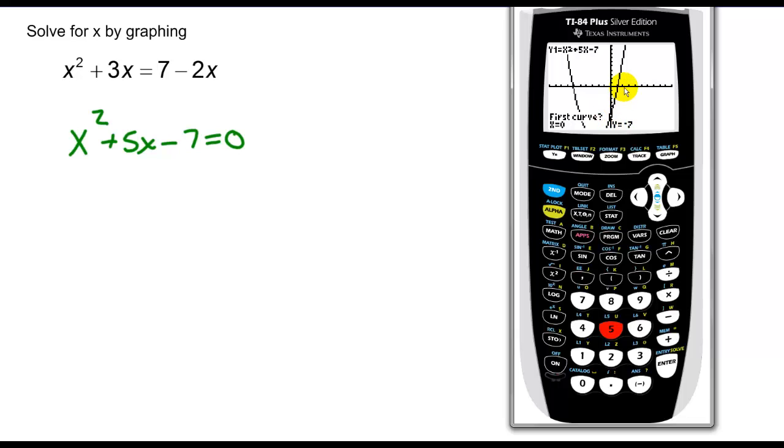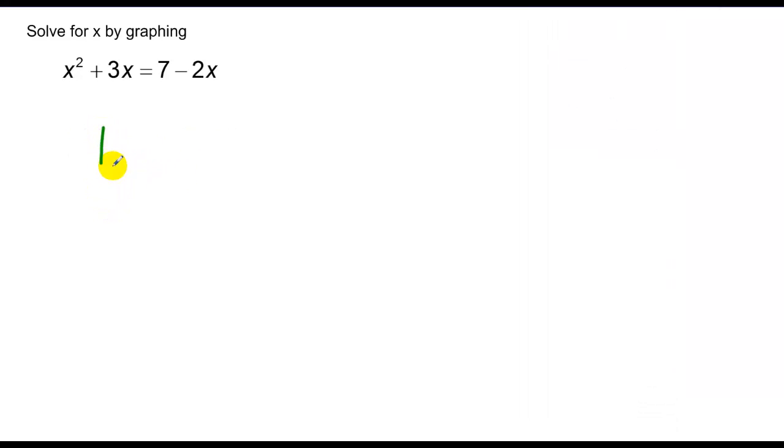My blinker is closer to this side, so I'll find that. Just hit enter 3 times. 1, 2, 3. And I get 1.14. And that problem's done for that side.